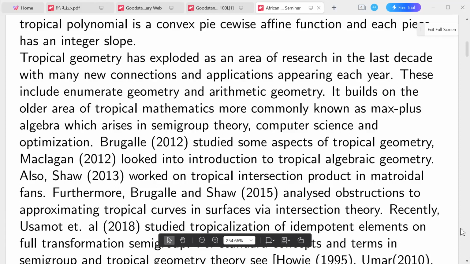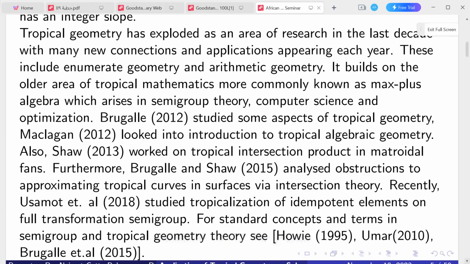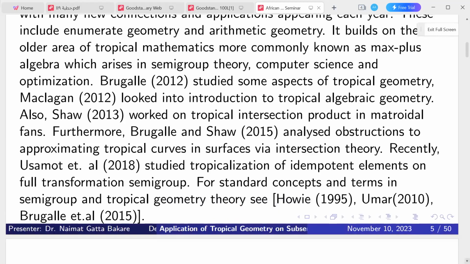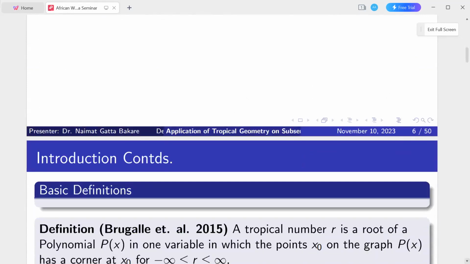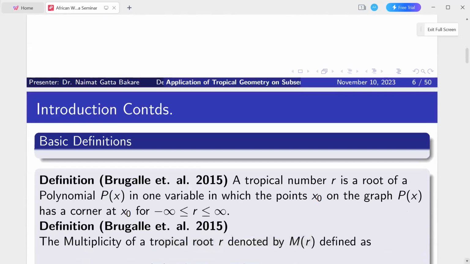In 2018, we studied the tropicalization of a nilpotent element on full transformation. That is, we apply our tropical geometry rules on one of the subsemigroups of transformation, which is nilpotent. And we have the result. This paper has been published in one of the Nigerian journals. And for standard concepts in the semigroup, we can consult Howie and Umar. As I was saying, what we try to look at in this research is to see how we can apply the tropical geometry on the semigroup. Now we have some definitions, from some people that have worked on it, that we will make use of.